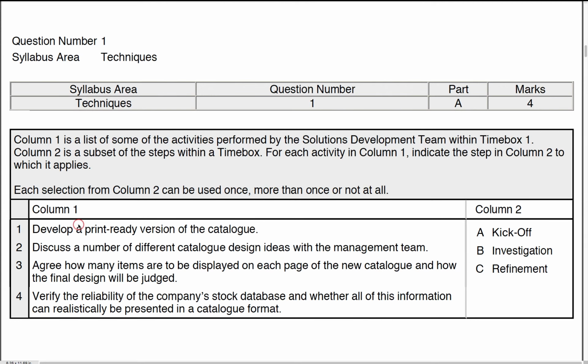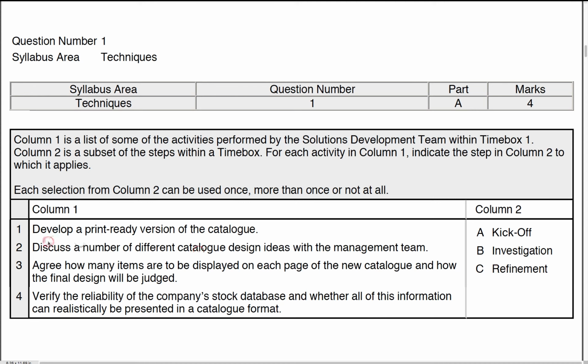So statement 1, develop a print-ready version of the catalogue. Now the clue here and the key word is the word develop. When you see that, this is when we're putting the action into place to evolve the solution, and we do that in refinement. So that's in C. So the answer to 1 is C.